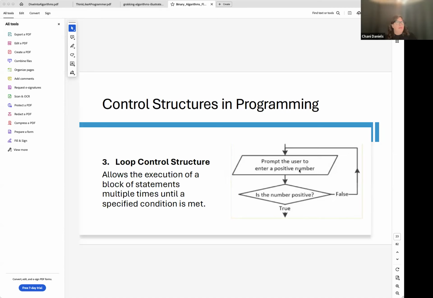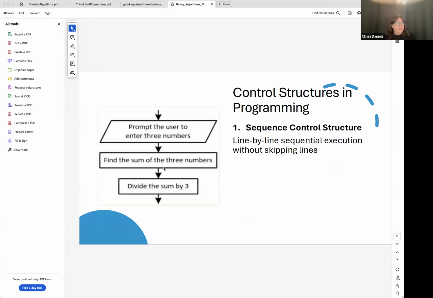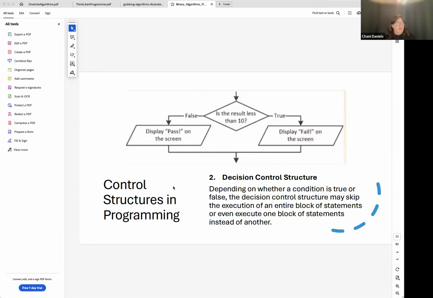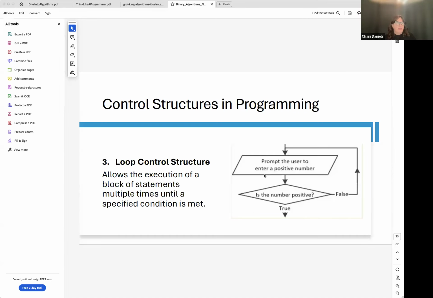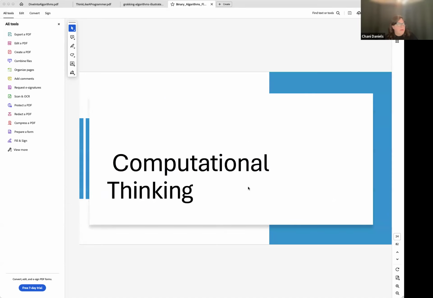So here you're asking them to enter a positive number. And then if it's positive, then you can continue on. If it's not positive, then you want to loop back and ask them once again to enter a positive number, right? So once again, you have your sequence where it's just going straight down in a row. You have your decision, where you're going down one path or the other path, and you have a loop control structure where you're potentially coming back around and looping back around within the same program.